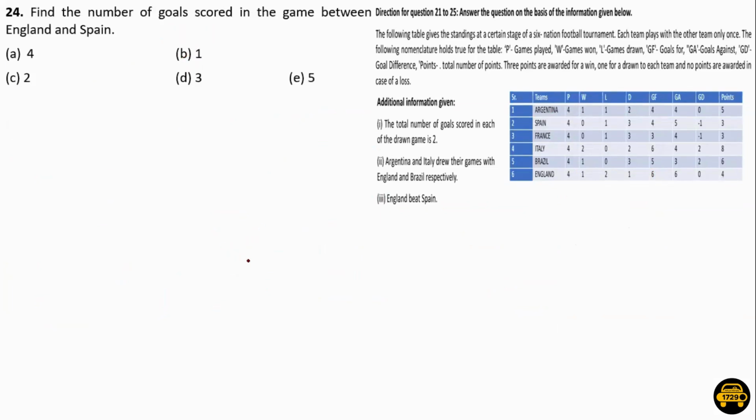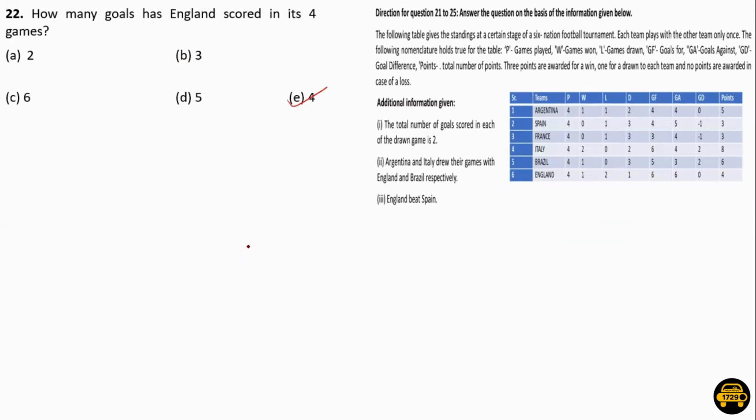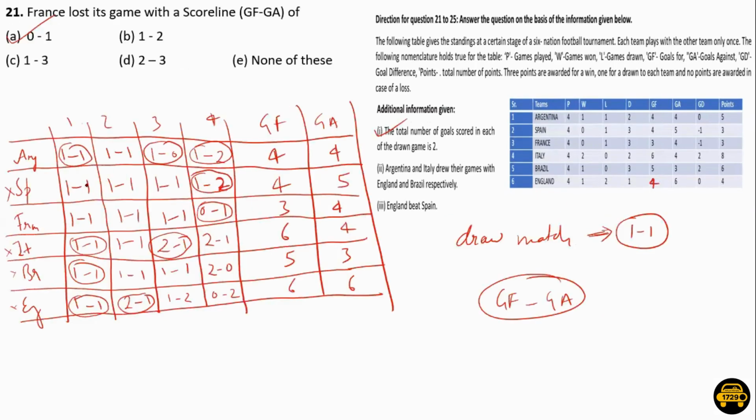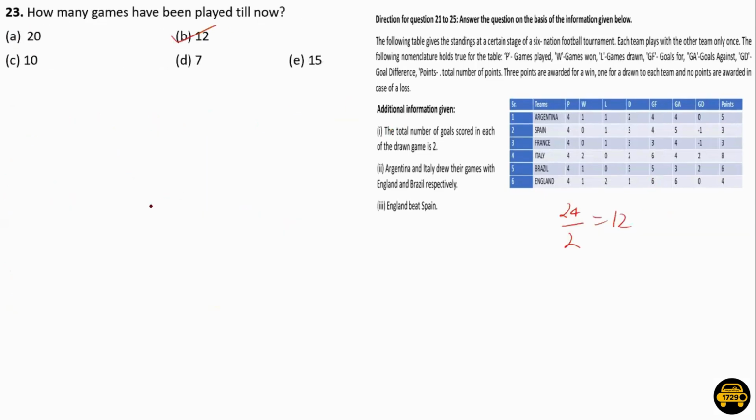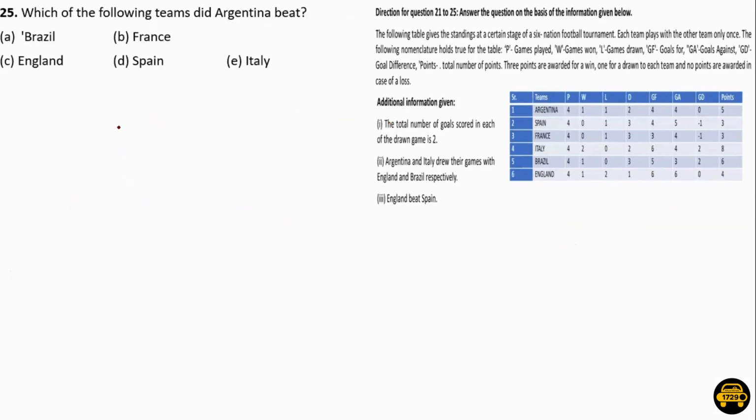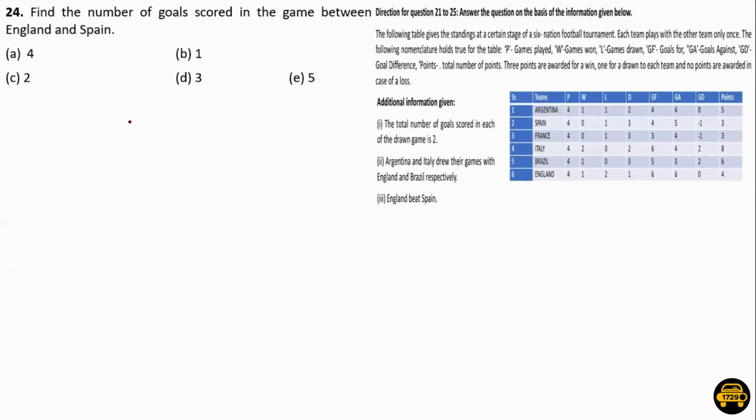We find the number of goals scored in the game between England and Spain. We already knew that England beat Spain from the point given, and the scoreline for this match is 2-1 or 1-2. So England beat Spain, so of course England scored 2 goals. So the total number of goals we are being asked, the answer will be 3.